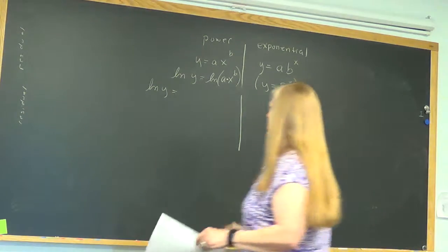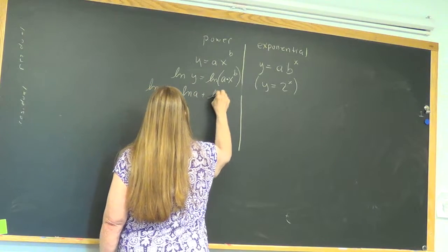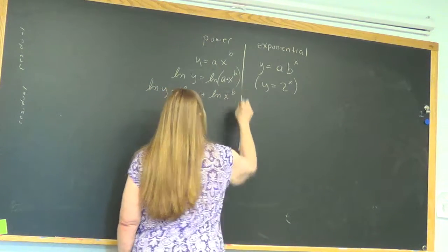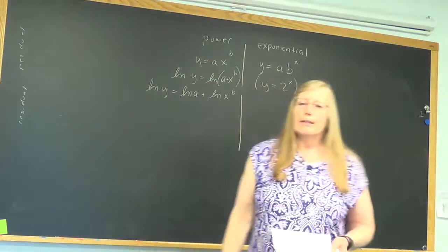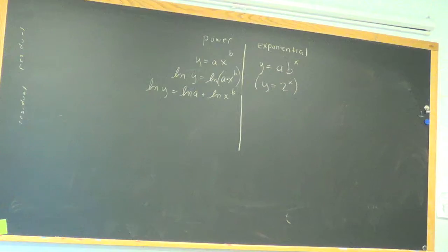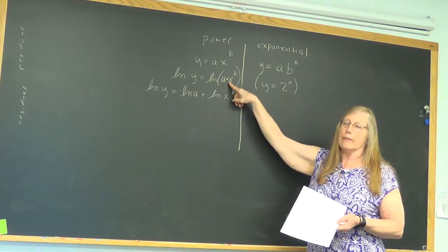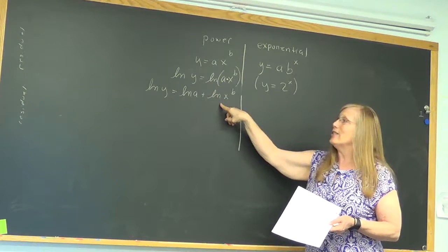Separate them. All right, with what? An addition sign in the middle. All right, so ln of a plus ln of x to the b. So we use log rules because logs rule. All right, so we have rewritten using log rules. When you have the log of two things multiplied, they can be written as two logs added.